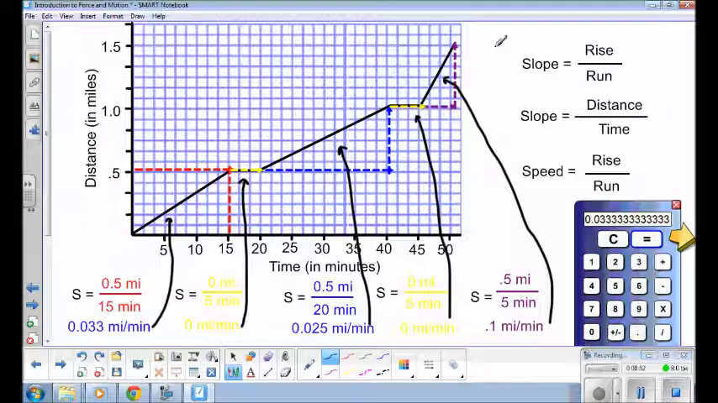So what we can learn from all of this is just by looking at a distance time graph or a speed graph, we can not only calculate the exact speed that they're traveling, but you can look at relative speeds. For example, this very steep line is a lot faster, 0.1 miles per minute is faster than this flatter line that we have right here, which is 0.025 miles per minute. In class, we'll be creating more of these speed graphs and interpreting more of these speed graphs.